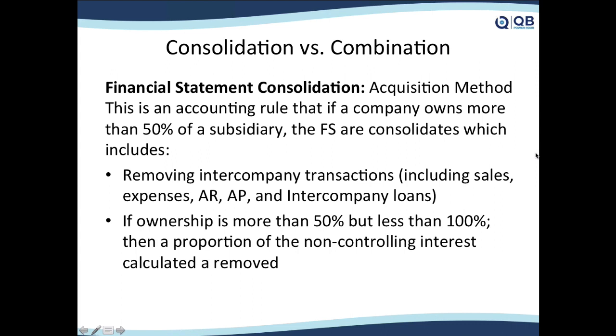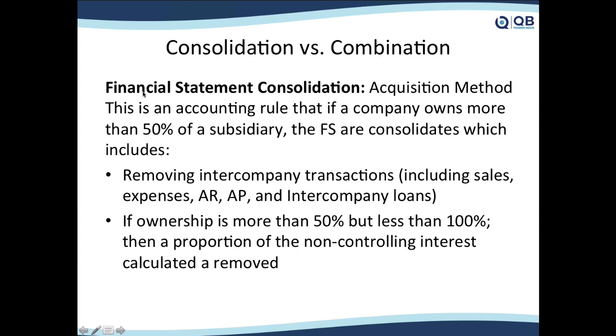That means that by accounting rules, we need to consolidate them. Consolidating means we take the entire general ledger from one company and the other, combine them, and add them up together. But we have to take out intercompany transactions. If a parent sells to the subsidiary, or vice versa, those sales and expenses have to be taken out so they don't get double added. The associated accounts receivable and accounts payable would also have to be removed, and any intercompany loans as well. Again, this is consolidation, not combination.